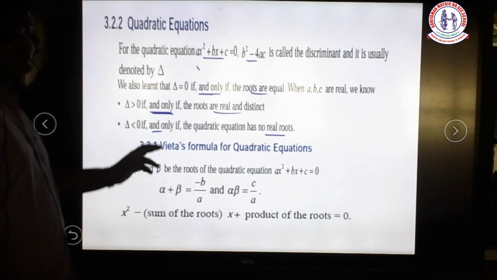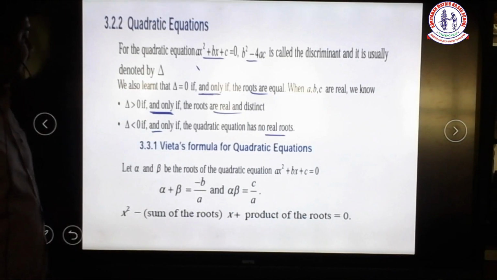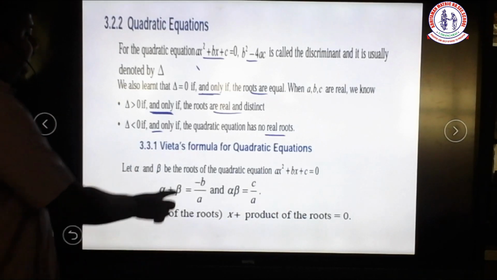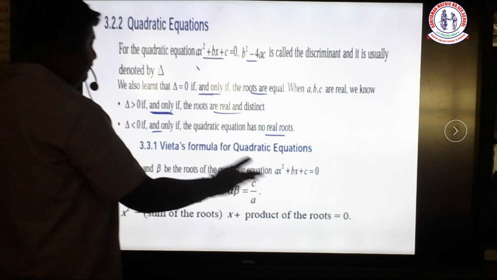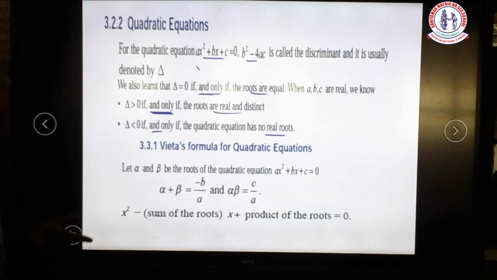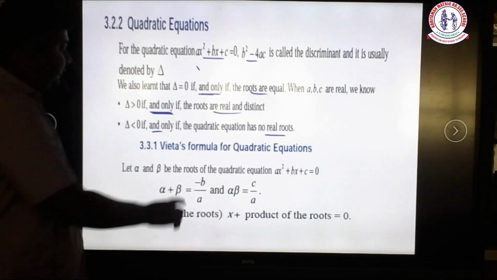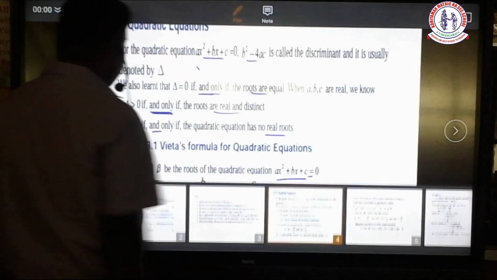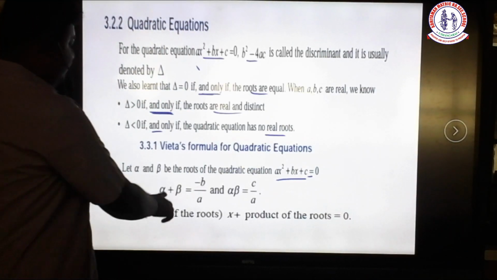We start with Vieta's formula, also studied in the lower classes. For Vieta's formula for quadratic equation, we take alpha and beta as the roots of the quadratic equation. You can take alpha, beta or any other. So take the quadratic equation ax square plus bx plus c is equal to 0. Then we can write the sum of the roots, alpha plus beta.